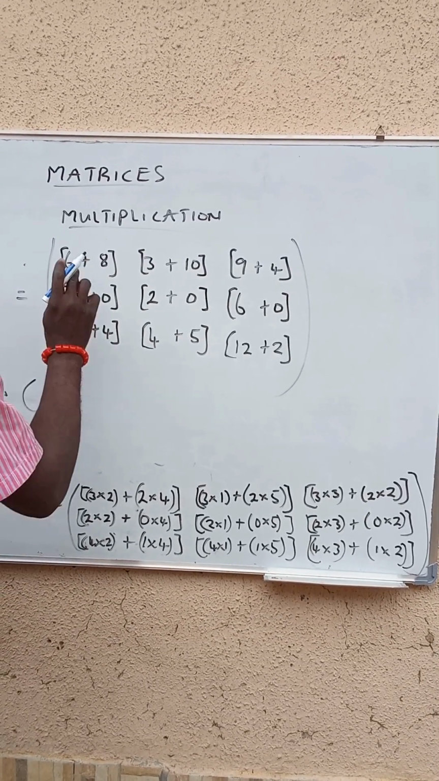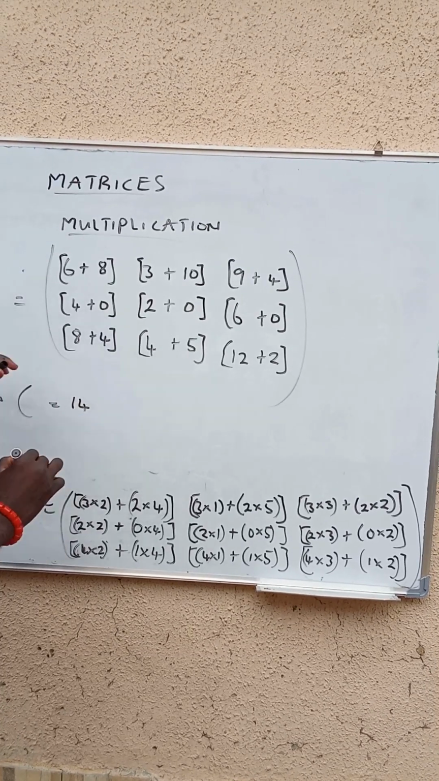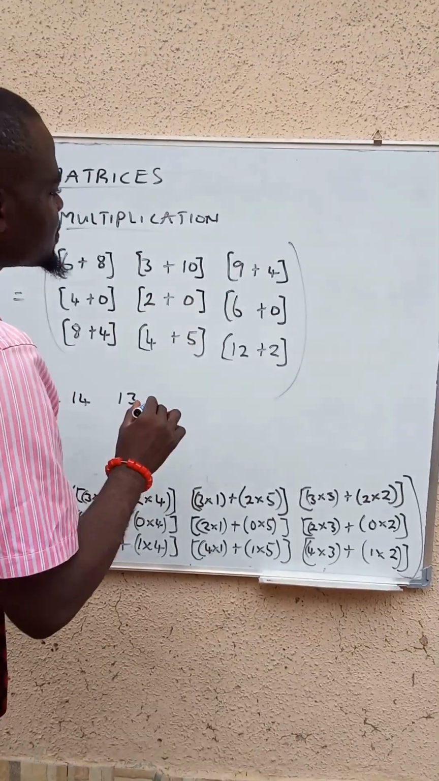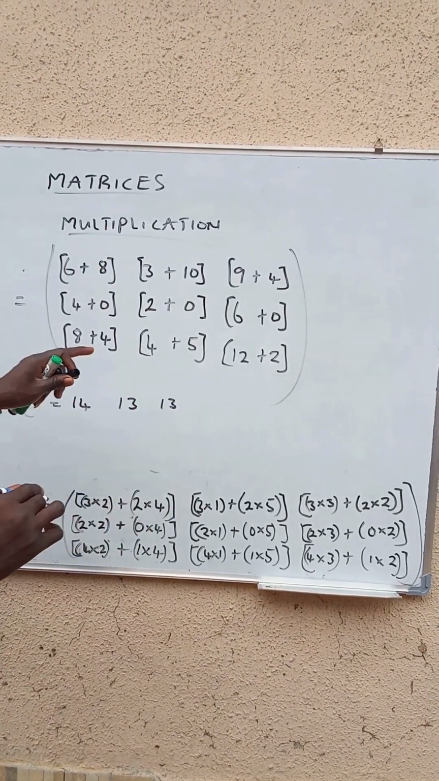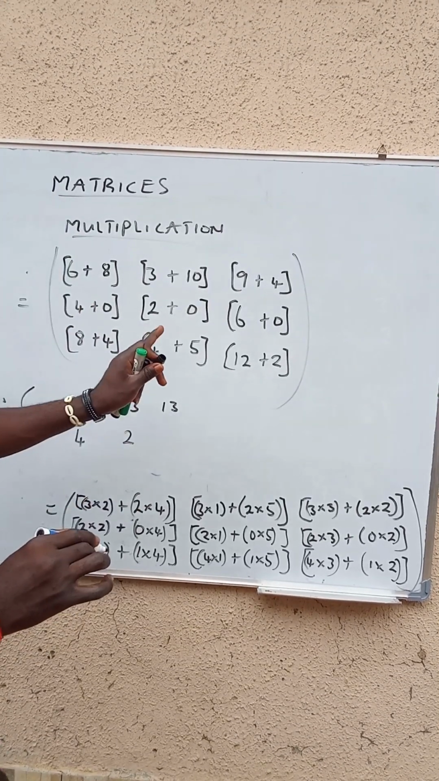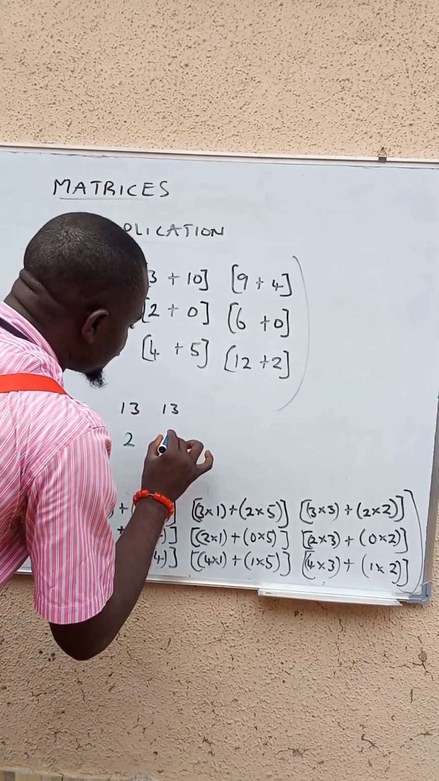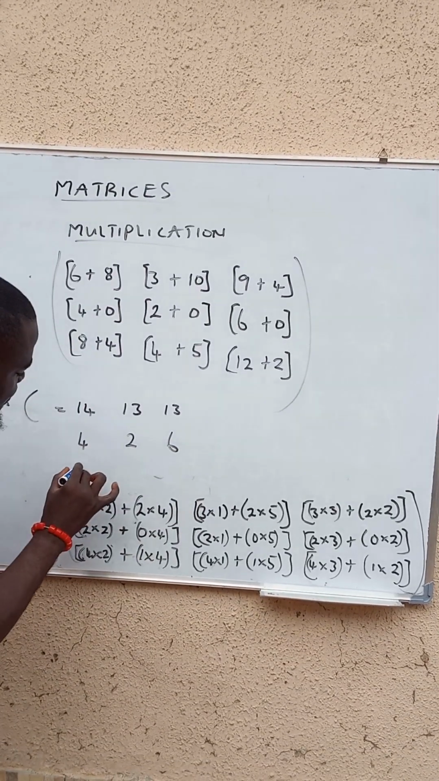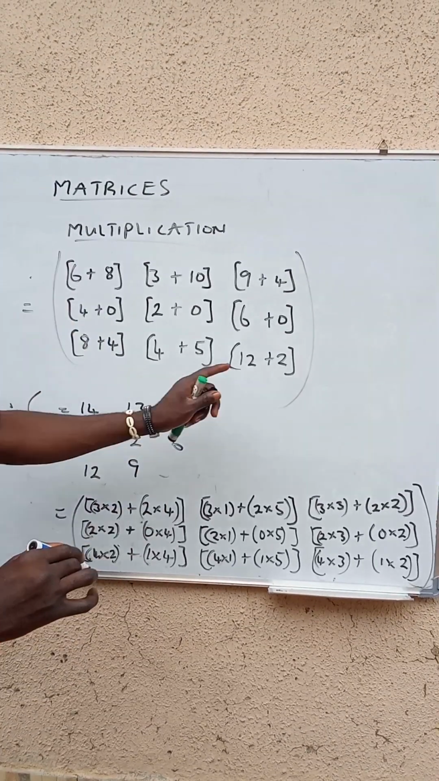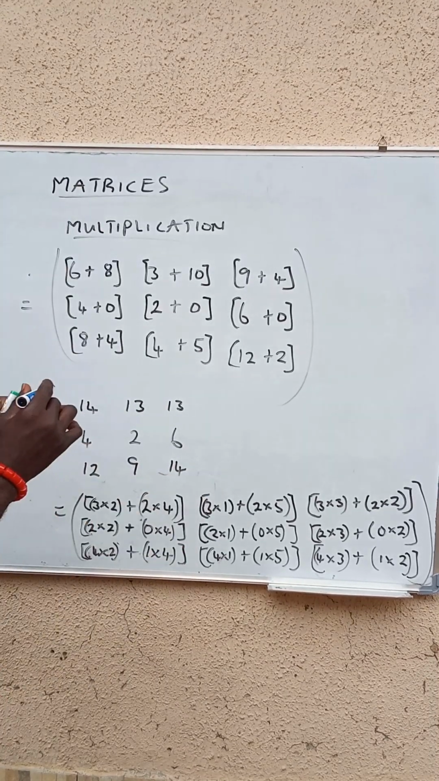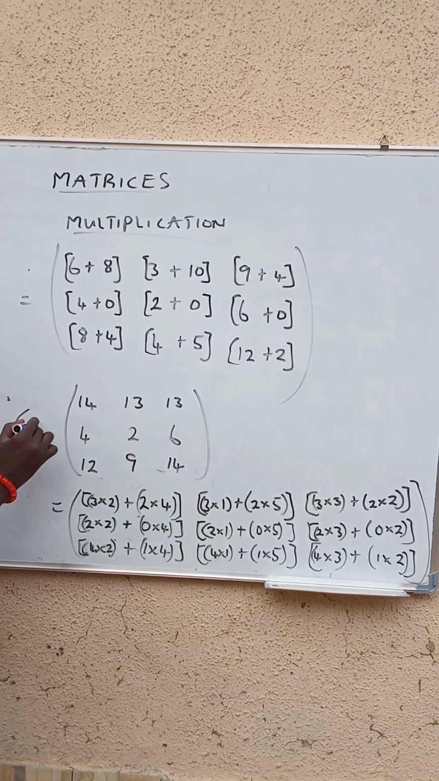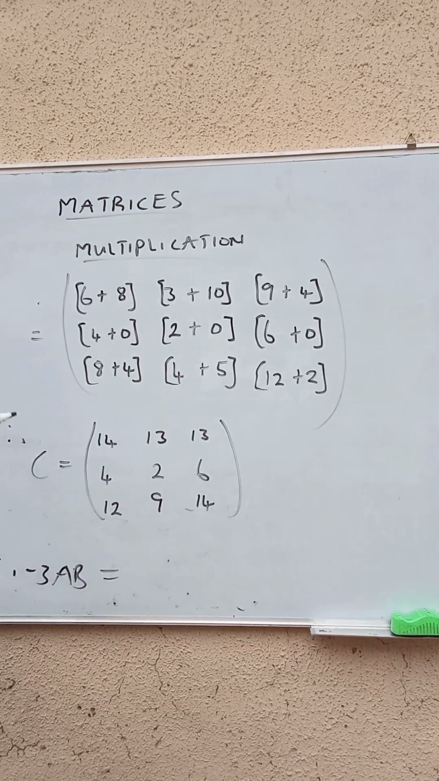6 plus 8 is 14. 3 plus 10 is 13. 9 plus 4 is 13. 4 plus 0 is 4. 2 plus 0 is 2. 6 plus 0 is 6. 8 plus 4 is 12. 4 plus 5 is 9. 12 plus 2 is 14. So in this case, you have formed the matrix C, which is the product we're told to find.